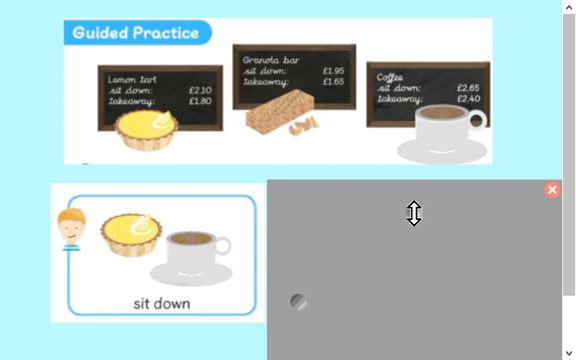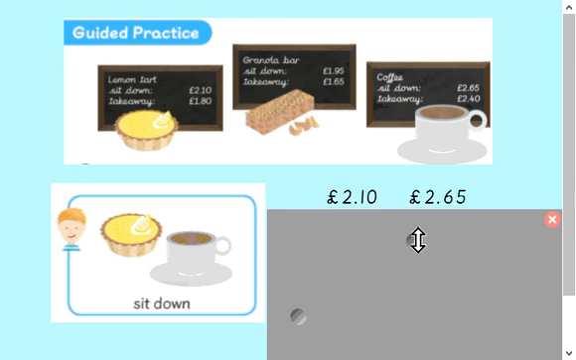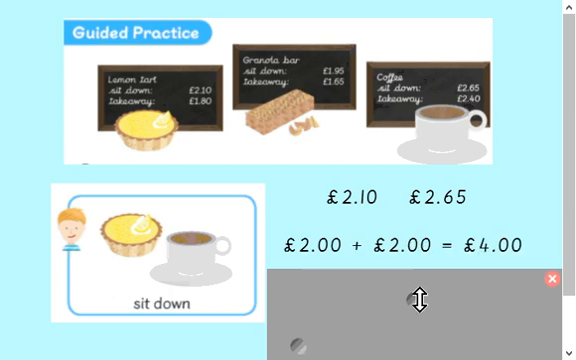And if I wanted to here, the first thing I would need to do would be to work out the cost of each one. Okay, so the sit-down price of the lemon tart is £2.10, and the sit-down price of the cup of coffee is £2.65. So we've got those two prices here. Then I need to think about what I'm going to do to add those two together. Now I could, if I wanted to, use column addition if I was feeling confident about using decimal points, or I could partition and recombine.